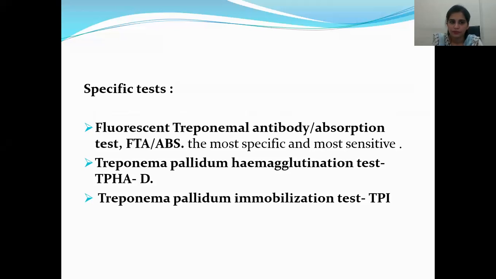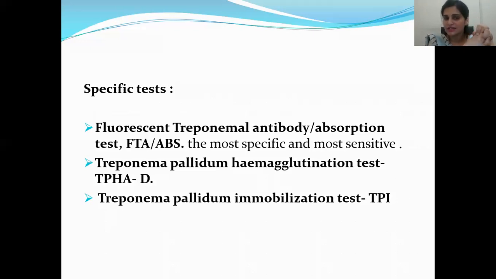So, now comes the specific test. We discussed the non-specific tests, which are VDRL or rapid plasma reagin test. In those tests, you will actually detect the antibodies. Now comes the specific tests, which are specific for Treponema pallidum.